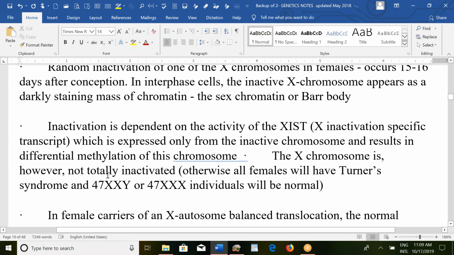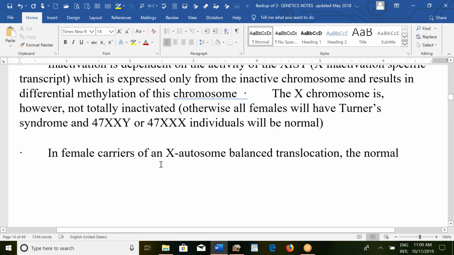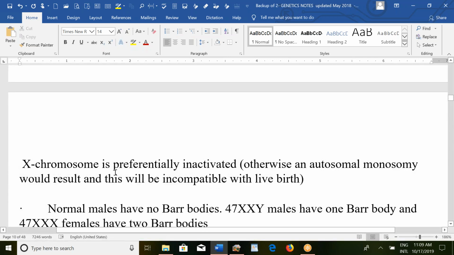The X chromosome is, however, not totally inactivated. Otherwise, all females would have Turner syndrome, and 47,XXY or 47,XXX individuals would be normal. In female carriers of an X-autosome balanced translocation, the normal X chromosome is preferentially inactivated, otherwise an autosomal monosomy would result and this would be incompatible with live birth.